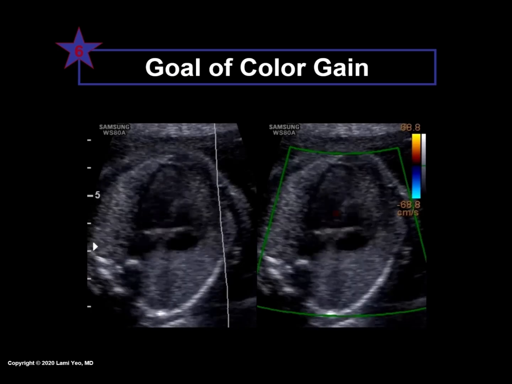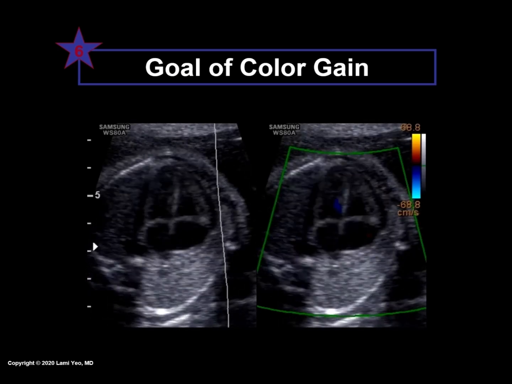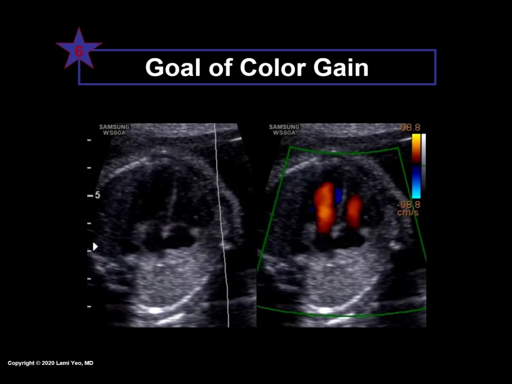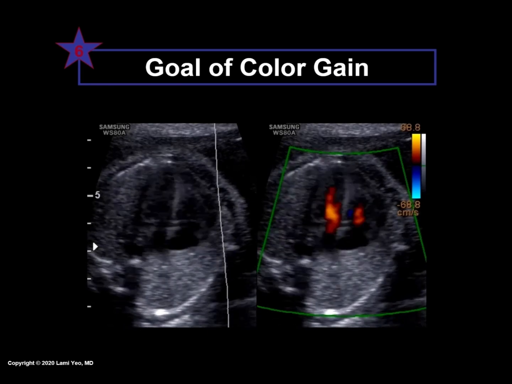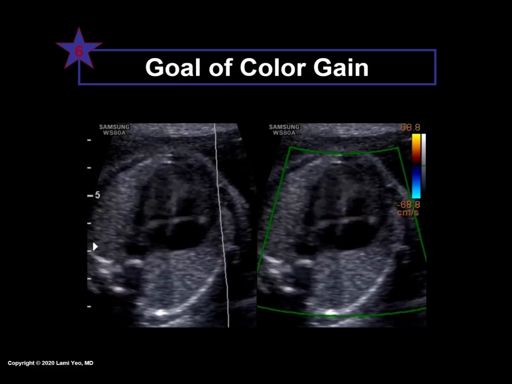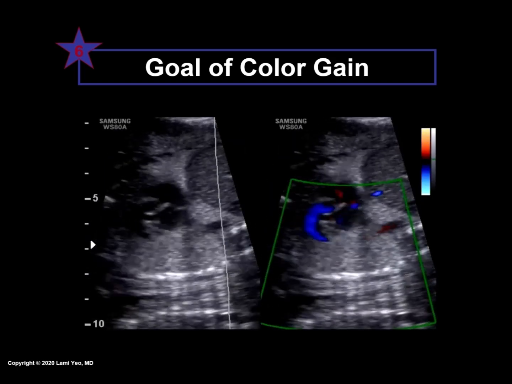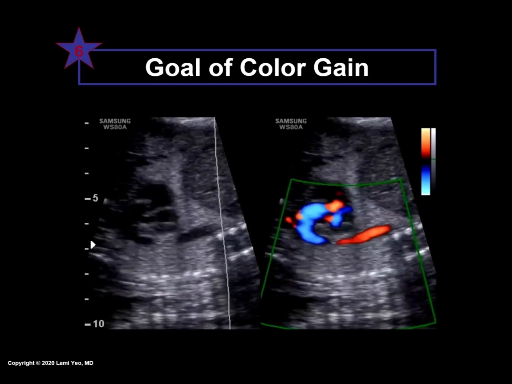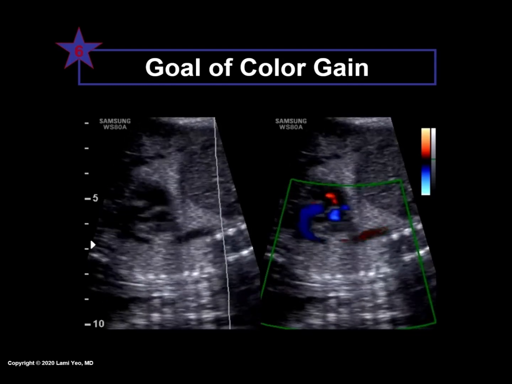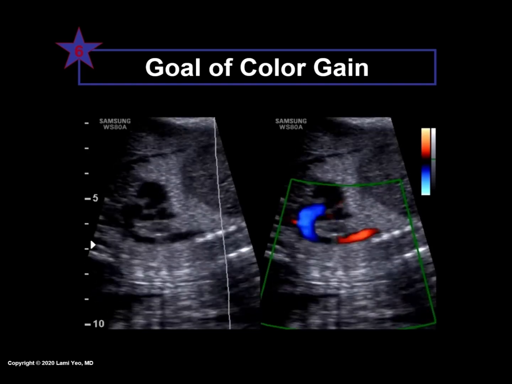For example, in this 4-chamber view, clearly visible and normal diastolic flow through the mitral and tricuspid valves into the ventricles is shown in red color. The color gain is appropriate. Here's a different case in which the aortic arch is imaged using bidirectional power Doppler. Again, there is appropriate color gain since there is clearly visible Doppler flow.